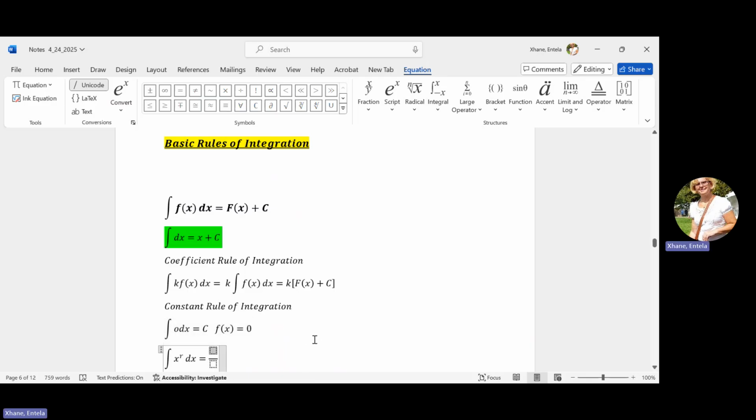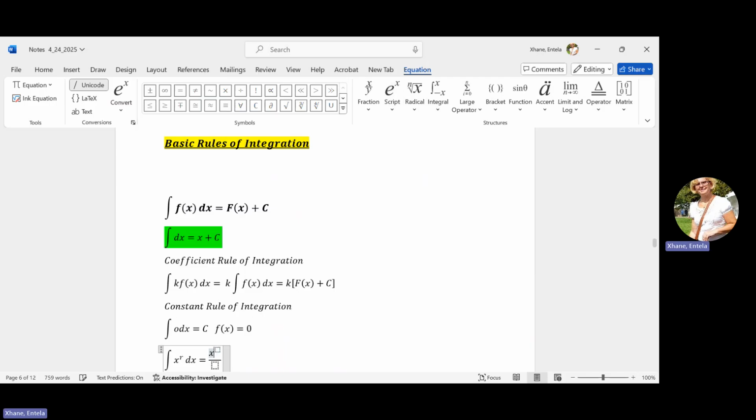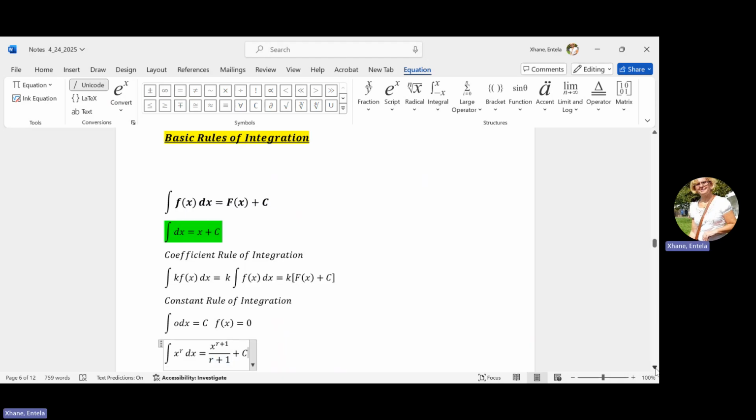So if we are integrating using the power rule, we still get x, which is the base of the power, but the exponent becomes r plus 1, and you divide by the same number. And then, of course, plus the constant of integration c, which has to be an uppercase C.